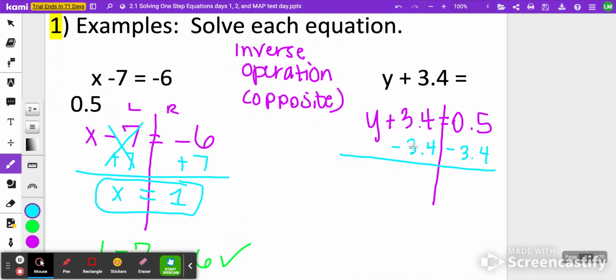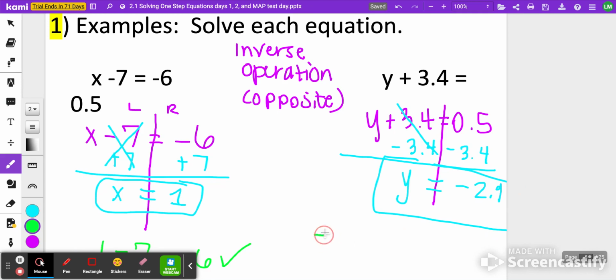On the left side, I have plus 3.4 and minus 3.4. Those cancel out to give me a 0, so all that's left is a y. On the right side, I have 0.5 minus 3.4, and that's going to be equal to negative 2.9. Again, just to make sure my negative 2.9 is correct, I can check my work. Plug in negative 2.9 where the y was, plus 3.4, and that is equal to 0.5 according to my calculator.